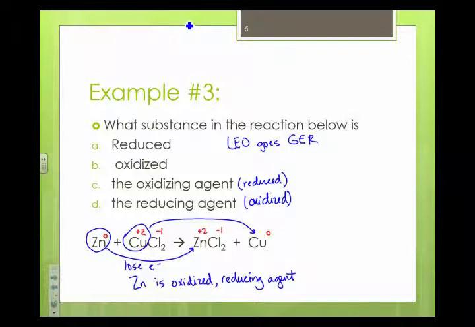Copper, on the other hand, goes from +2 to 0. I'm adding electrons, right? I have to add 2 electrons, 2 negatives, to +2 to get 0. So Cu2+ is reduced, and it is also the oxidizing agent.